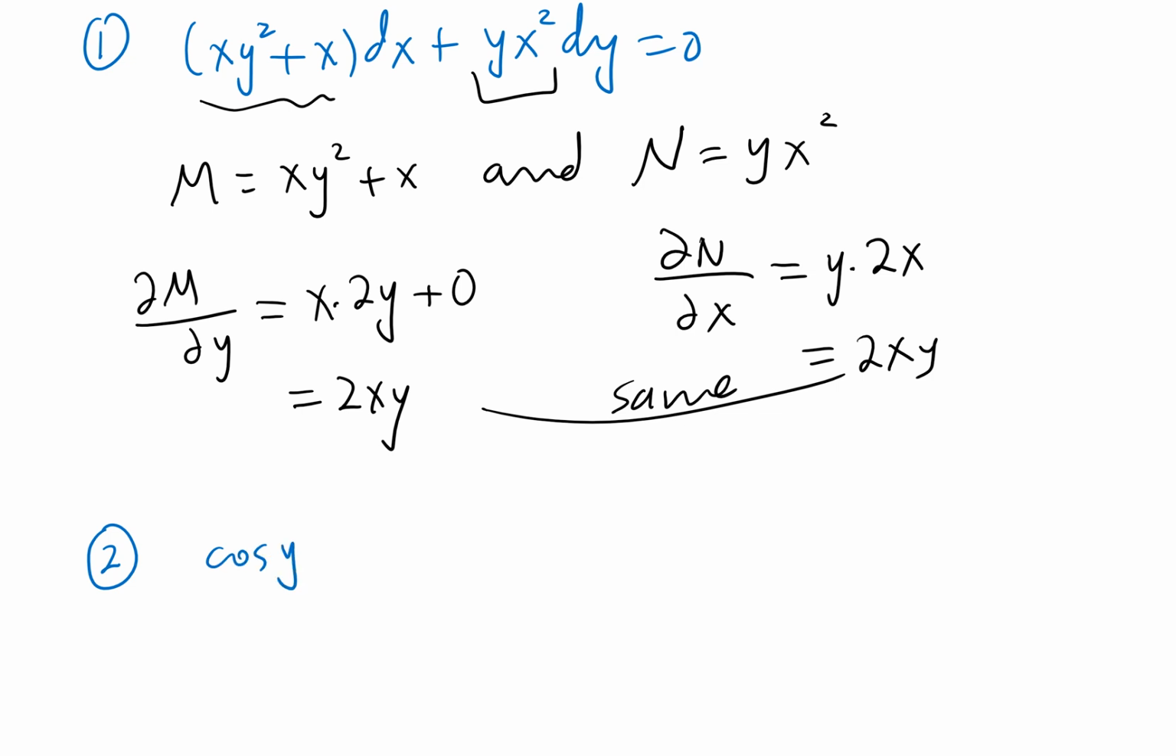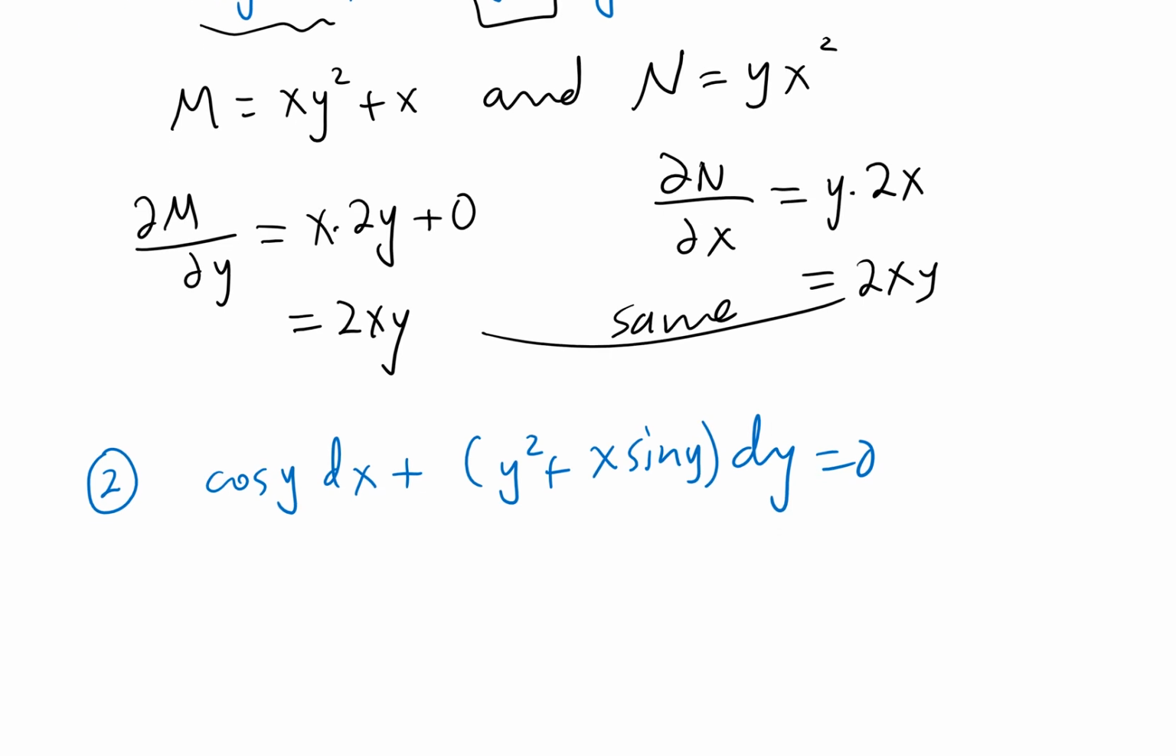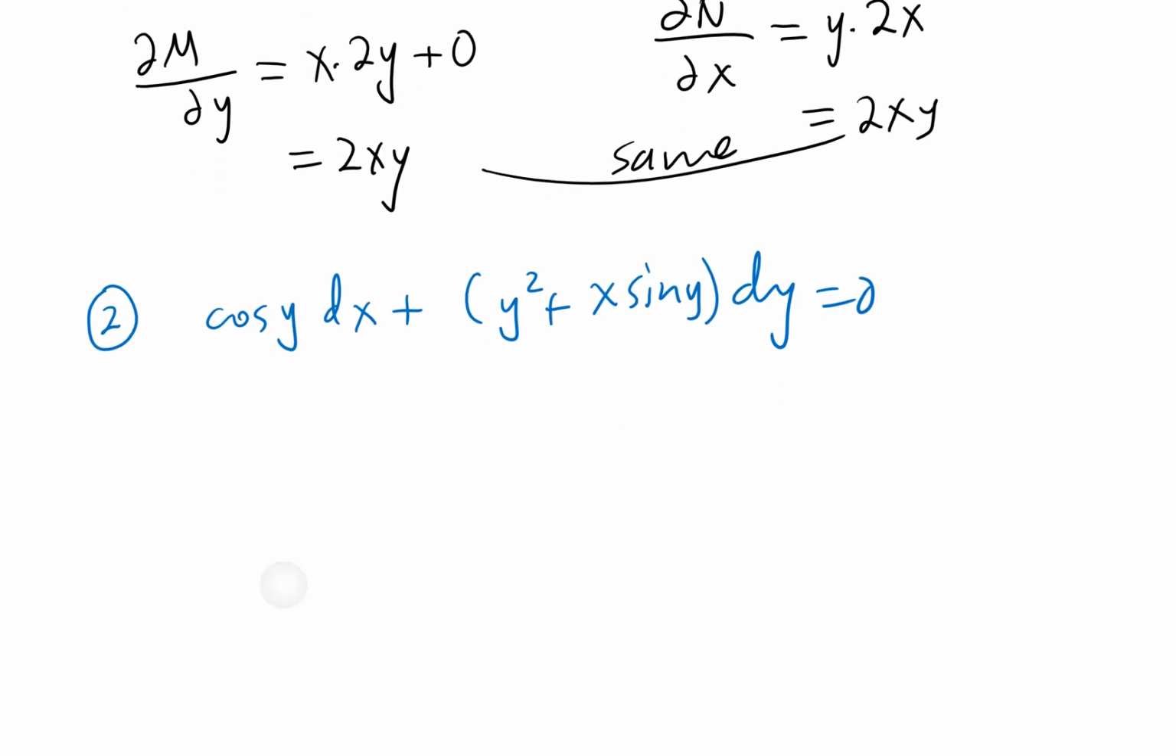Another example, cosine y dx plus y squared plus x sine y dy equals 0. So what do we do? Again, the same way. We find the partial M, partial y.